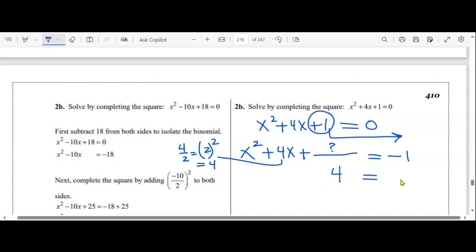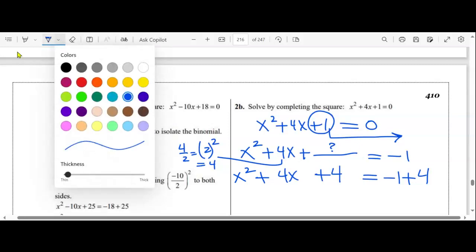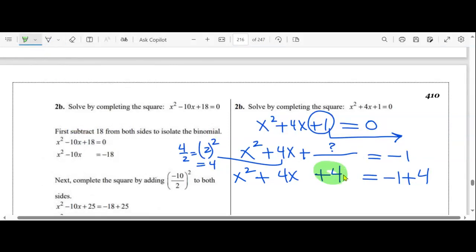Oh, 2 to the power of 2, or 2 to the power of 2 is okay. If you add on the left, you add on the right. Clear or not clear? Yeah. So if you add plus 4 here, you have to add plus 4 here. Okay?